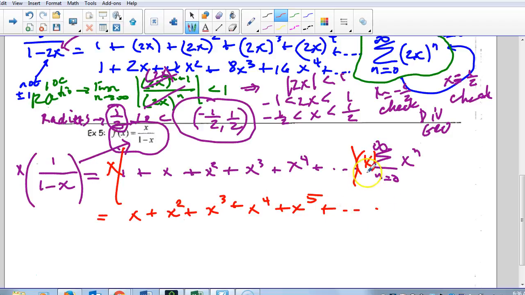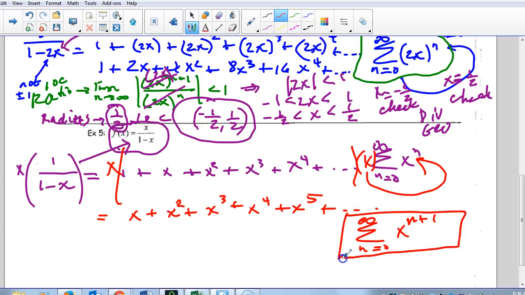Multiply this x in. You know that you're just adding the exponents. So that's going to be the sum from 0 to infinity. This is going to now be x to the n plus 1. Great fun. Done. Fun and done rhyme. And the interval, notice this is still a coefficient.